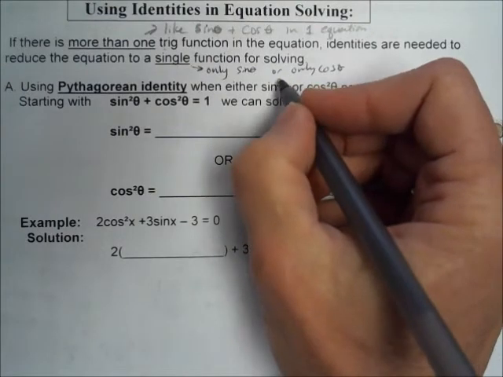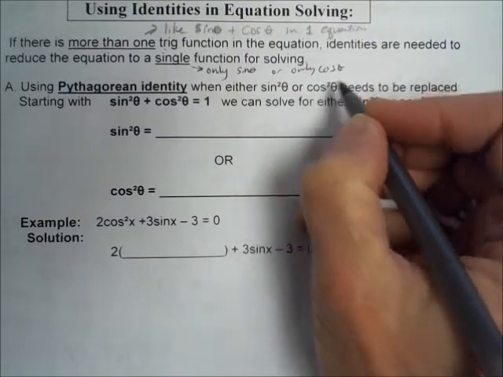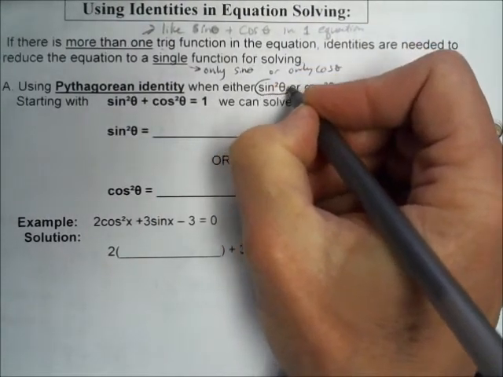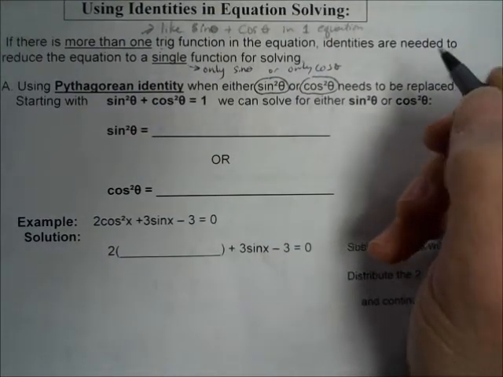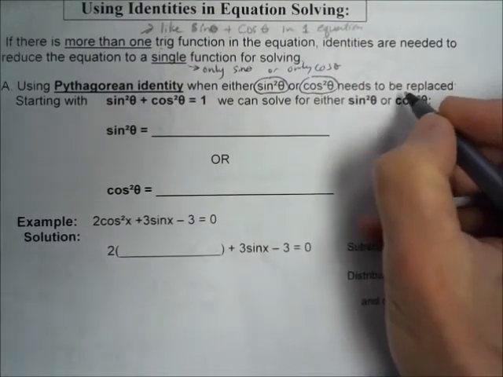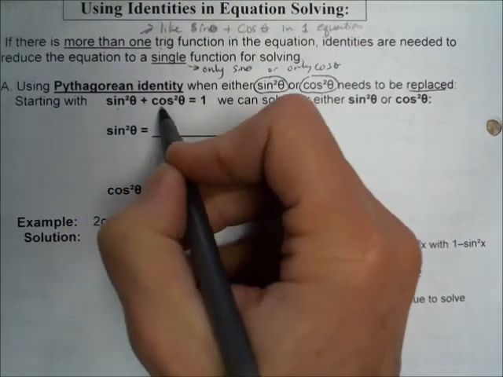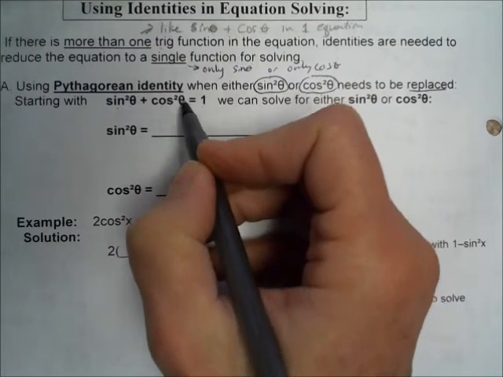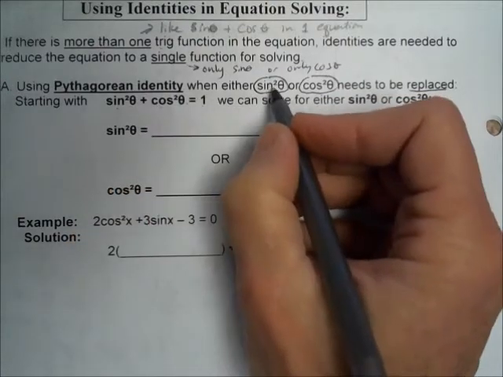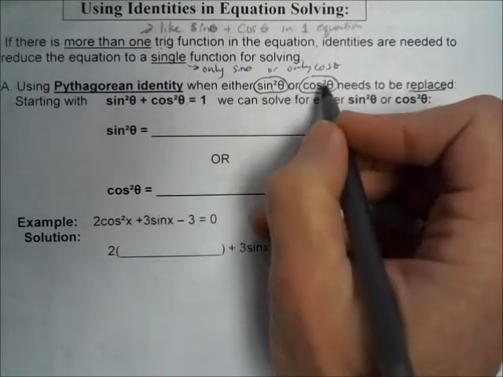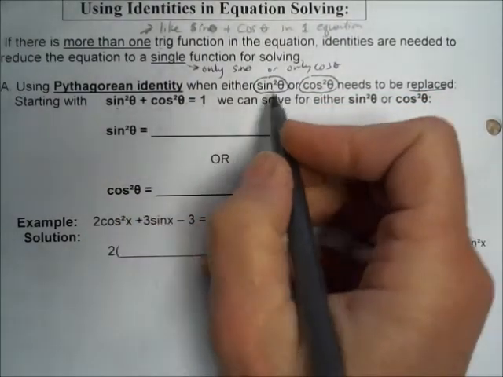If you see a sine squared, now this is important, the sine has to be squared or the cosine has to be squared. If you see sine squared or cosine squared in an equation with the other trig function, what you're going to do is replace them. If you remember, sine squared of any angle plus cosine squared of any angle is equal to 1, no matter what angle you put in there. That's why it's called an identity. So if we see sine squared in an equation, and we've got two trig functions in one equation, we're going to do some replacement.